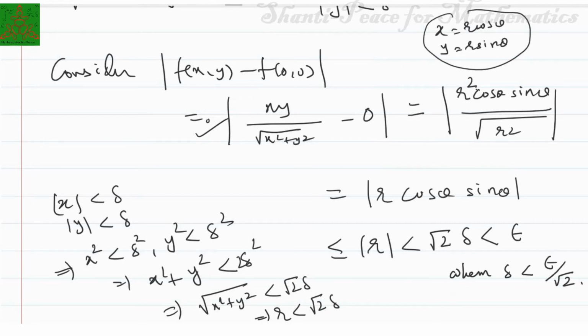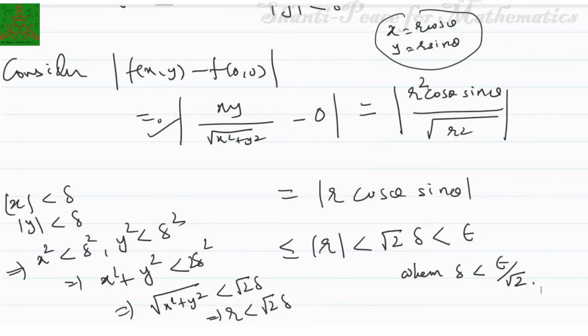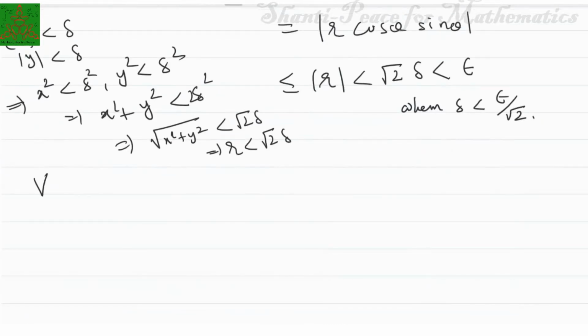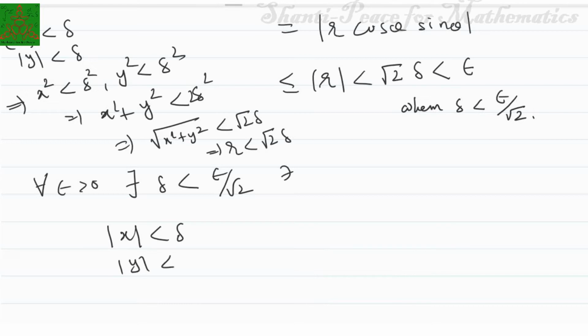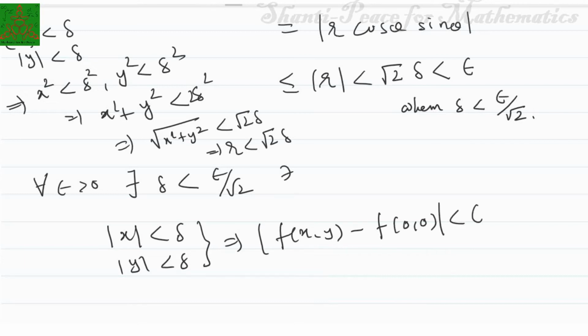less than epsilon by square root of 2. So we can say that for every given epsilon greater than 0, there exists a delta less than epsilon by square root of 2, such that mod of x less than delta, mod of y less than delta implies mod of f of xy minus f of 0, 0 is less than epsilon. Therefore f is continuous at 0, 0, and that completes the proof that the converse of that statement is not true. Differentiability we already proved above.